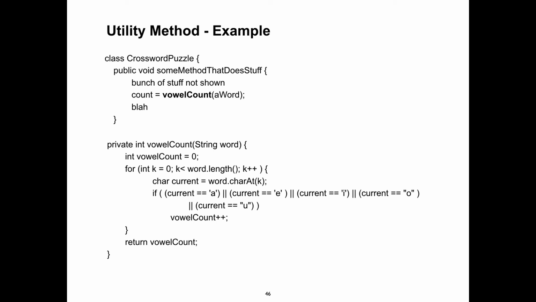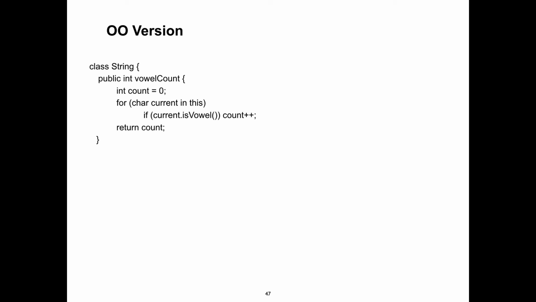And what does vowel counting have to do with the crossword puzzle? What's the abstraction there, right? If I was in C++, I could just make it a separate function, right? In Java, I can't, so I just put it into the class. Let's look at a different version, right?